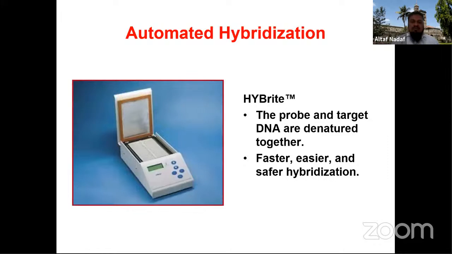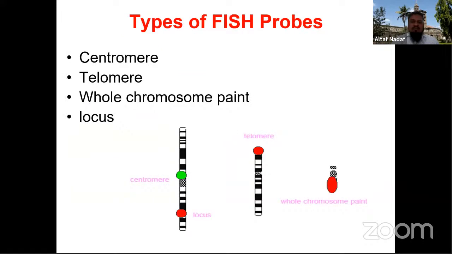Now, as science advanced, hybridization could be automated using machines. So here, this is the machine, called a hybridizer, which hybridizes the probe and the target DNA together. In a single go, it allows the probe and target DNA to be denatured, and then it allows the hybridization. So it is a faster, easier, and safer way of hybridization. Such automation is also made.